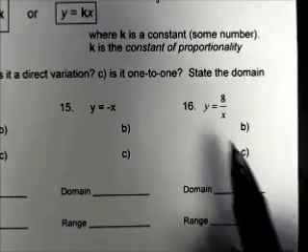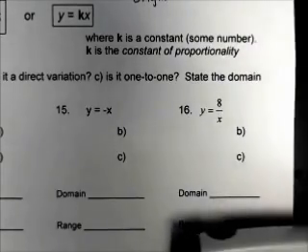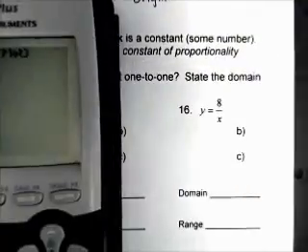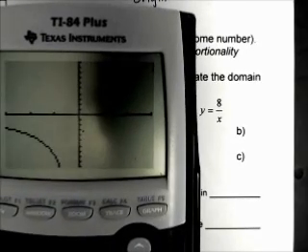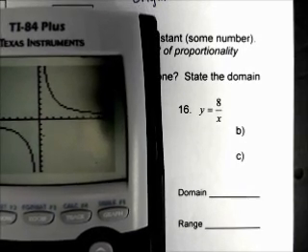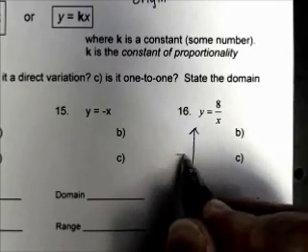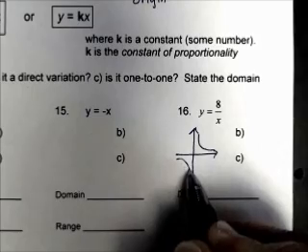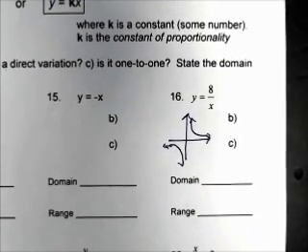Number 16, y equals 8 over x. Well, y is by itself. It's not our usual y equals mx plus b form, so we can go to the calculator and I'll key in 8 over x. And let me do a zoom 6 because my calculator was not set up for the standard window. All right, so this is what it looks like. We have two wings here: a curve in the first quadrant and a curve in the third quadrant. This continues on. So this is a graph of y equals 8 over x.